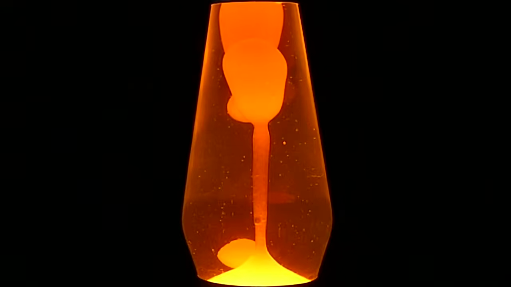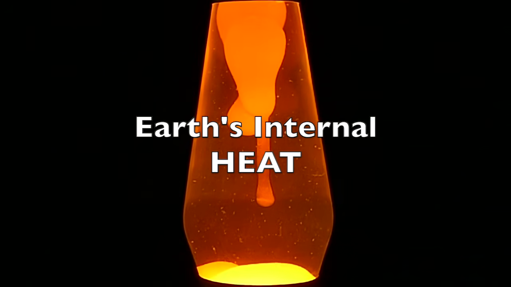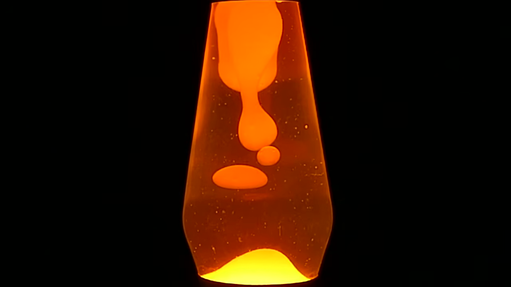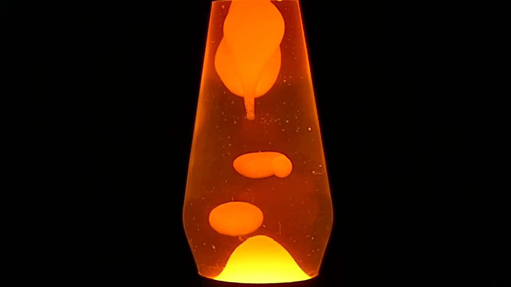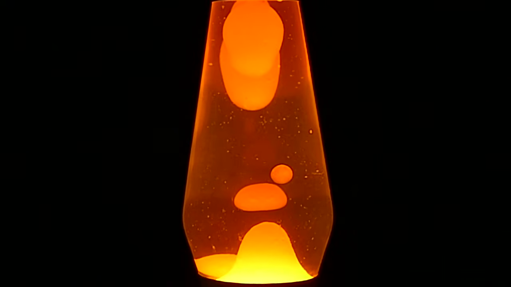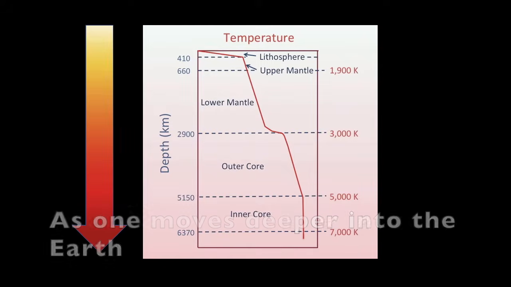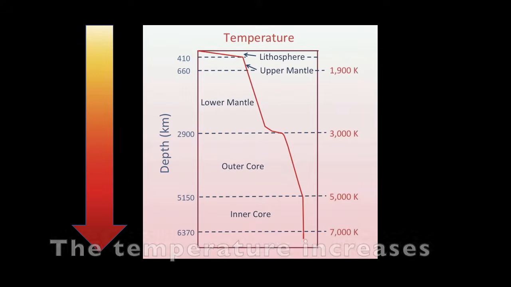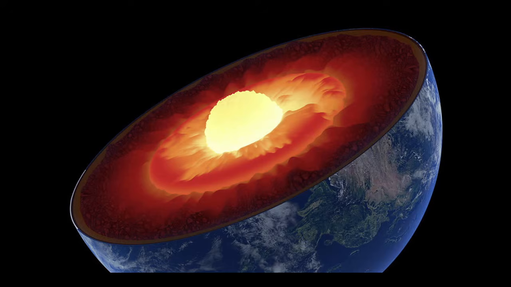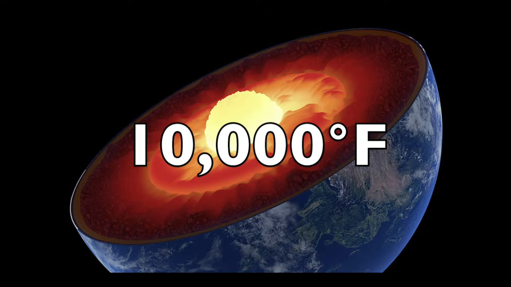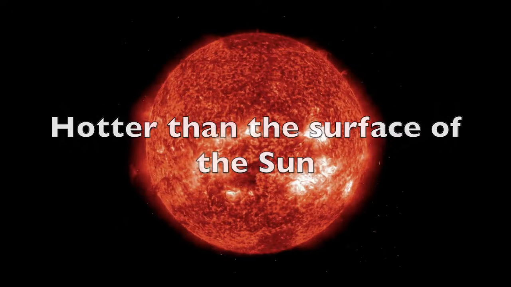In this video, we will be talking about Earth's internal heat, how heat is transferred inside the Earth. From earlier lessons, you should remember that as one moves deeper into the Earth, the temperature increases. In the center of the Earth, the temperature can get as high as 6,000 degrees Celsius, that's 10,000 degrees Fahrenheit, and this is hotter than the surface of the Sun.